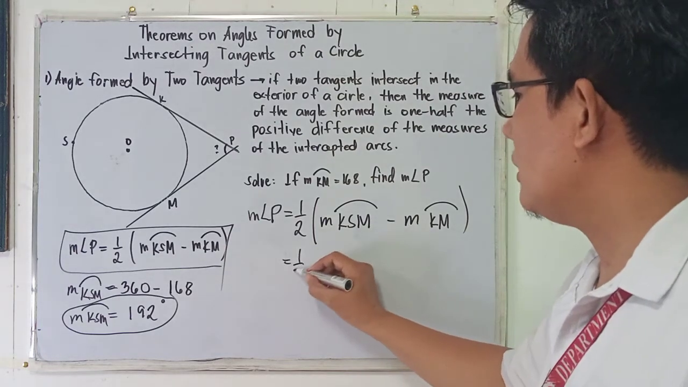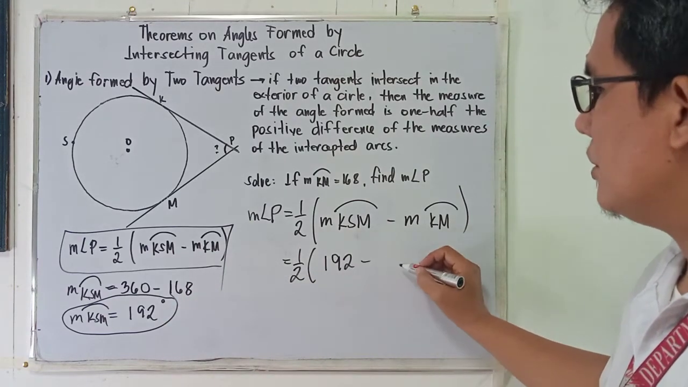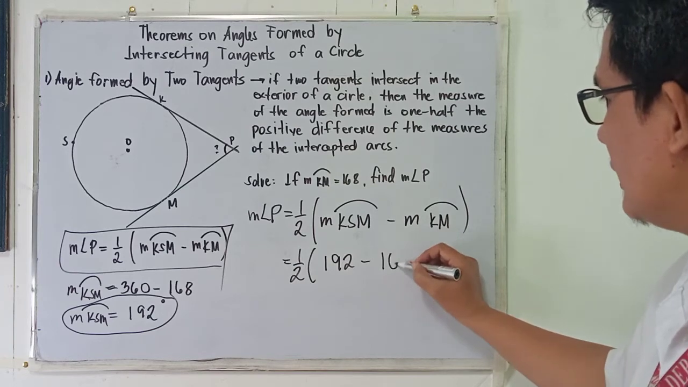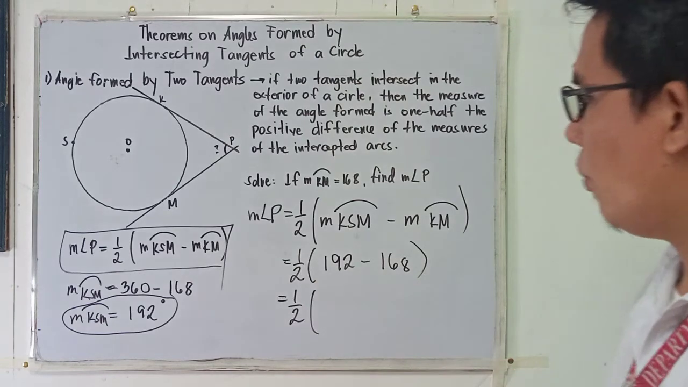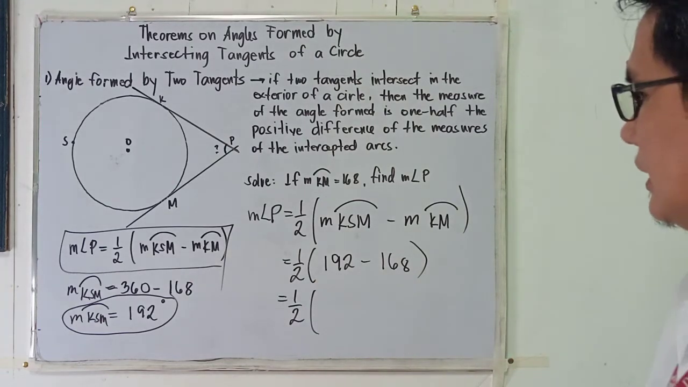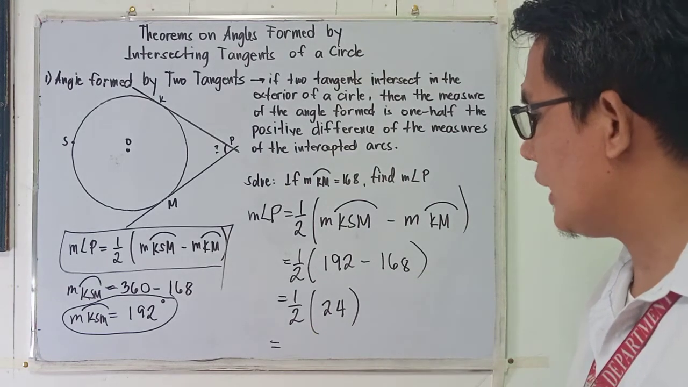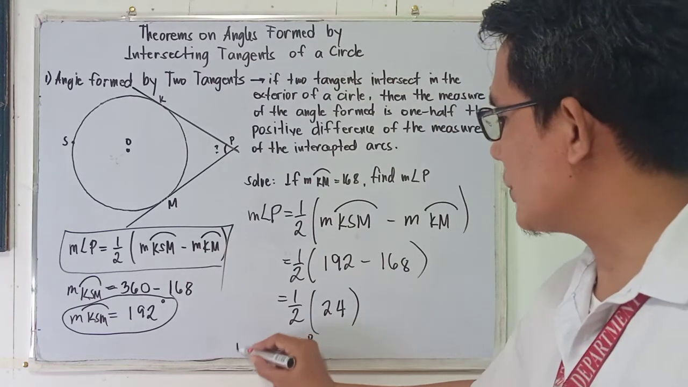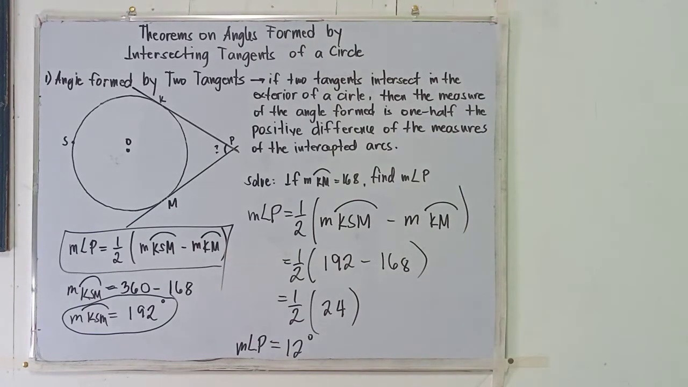So let's solve further. This is 1/2 of 192 minus 168, the given. 192 minus 168 is equal to 24, and half of 24 is 12 degrees. Therefore, the measure of angle P is 12 degrees. So that is our theorem number 1 on intersecting tangents of a circle. Let us now go to theorem number 2.